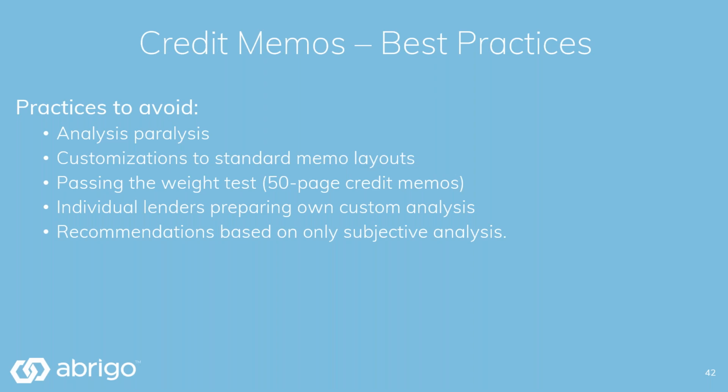Customizations to standard memo layouts, try to avoid that, right? It's easier for whoever's approving these if they all look the same and they know exactly where to go. Usually you'll want to customize something when you're trying to get around an exception, or you have questions whether you should approve that deal, right? Try to stick to the templates and have those standard memos where you can. Once again, passing that weight test, you don't really need a 50-page credit memo.